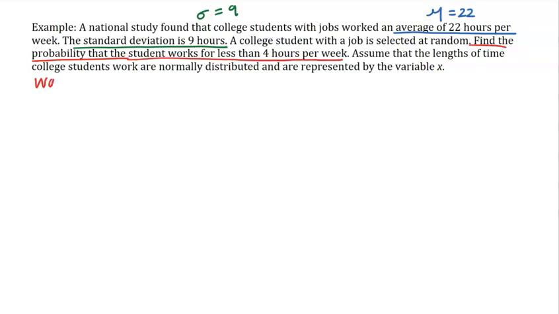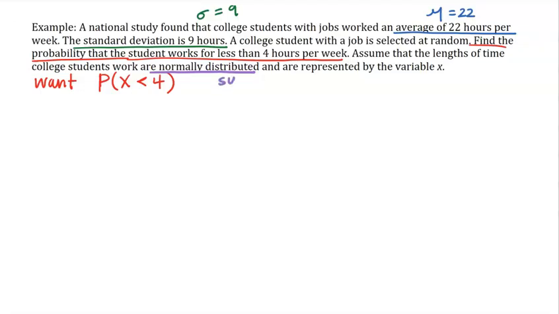So what we want is the probability that the random variable x, of how many hours per week they work, is less than 4. Notice this is continuous. It could be 3.5, it could be 2.5, it could be 2. It's not just stuck to being 0, 1, 2, 3, or 4. This is not discrete. Assume that the lengths of times that college students work are normally distributed.